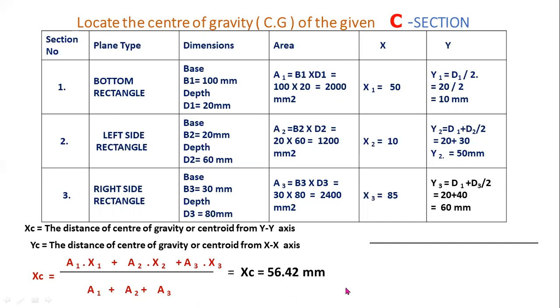In similar way, YC is the distance of the centroid of the entire U section from x-axis. YC equal to A1 Y1 plus A2 Y2 plus A3 Y3 by A1 plus A2 plus A3. A1 plus A2 plus A3 is the total area. Now you have to substitute these values in this equation. After substituting these values, you can get the value of YC equal to 40 mm. So XC and YC is the position of the centroid or center of gravity with respect to origin.